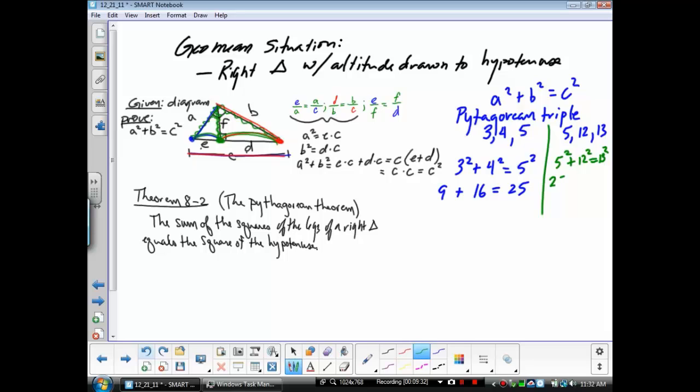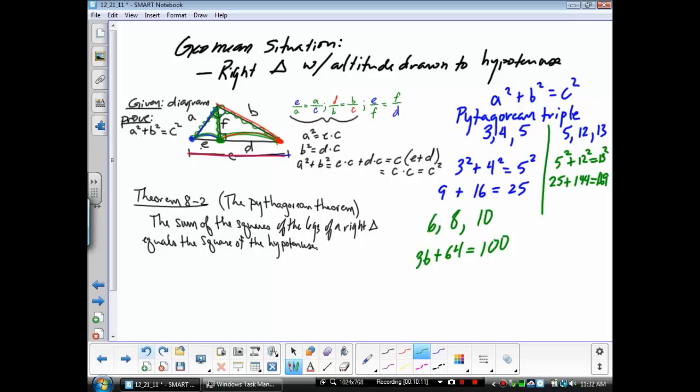5 squared is 25, 12 squared is 144, and 13 squared is 169. 25 plus 144 is 169. So again, that would be side lengths of a right triangle. The interesting thing about these Pythagorean triples is, if I double all three of these lengths, 3, 4, and 5, I make it 6, 8, and 10. It still is a Pythagorean triple. 36 plus 64 equals 100. 6 squared plus 8 squared equals 10 squared.